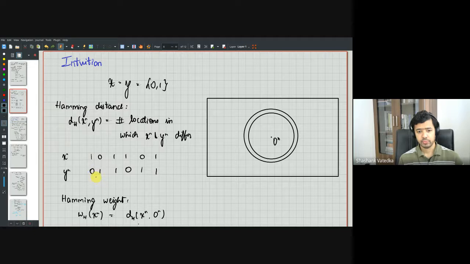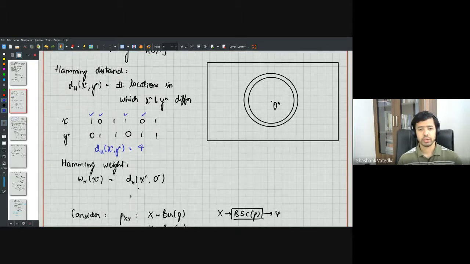In 4 locations, right? So they differ in this location, they differ in this location, they do not differ in this location, they differ in this location and in this location. So the Hamming distance between this particular xn and yn is equal to 4. So given any pair of sequences, you can compute the Hamming distance.